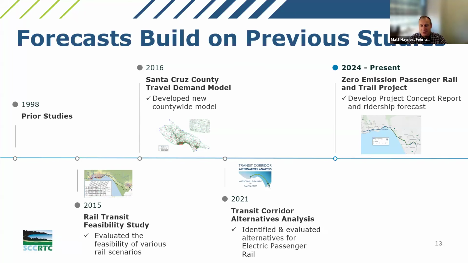That model was then used in 2021 for the alternatives analysis for the corridor. And that looked at some different rail service options and types of rail service, and developed some initial forecasts for the corridor. And all of that information is then used as a basis for the current work, which started in 2024 and is developing more refined ridership forecasts. Next slide.